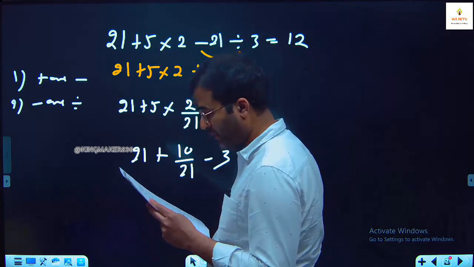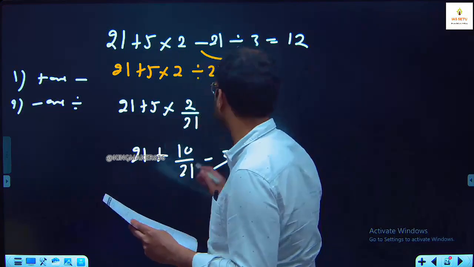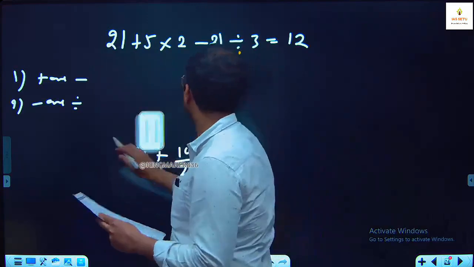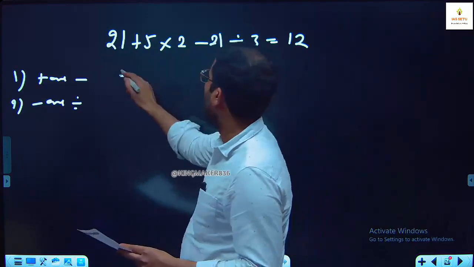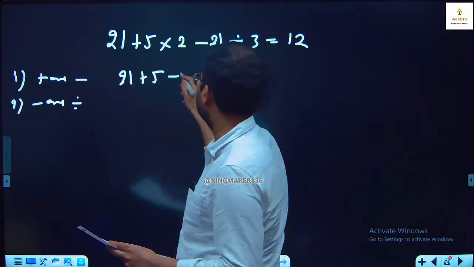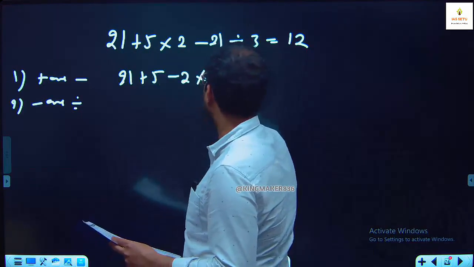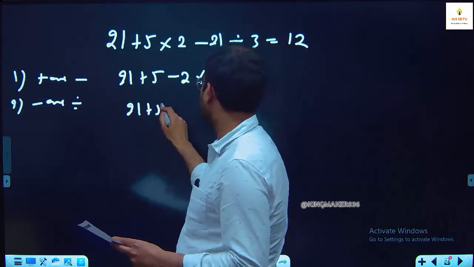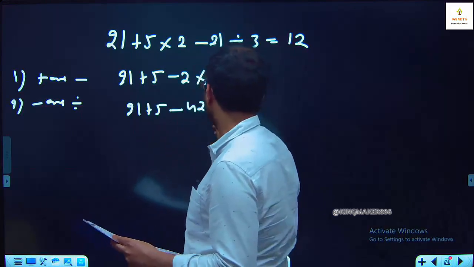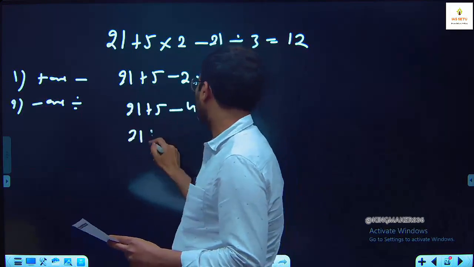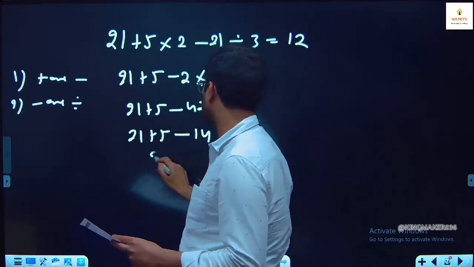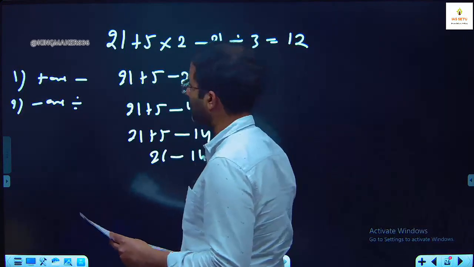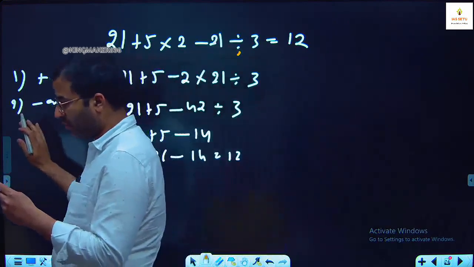माइनस एंड मल्टीप्लीकेशन बताया था किसी ने. 21 plus 5 minus 2 into 21 divided by 3. 21 plus 5 minus 42 divided by 3. 21 plus 5 minus 14. 26 minus 14. ओके तो क्वेश्चन नंबर 6 में मेक ए करेक्शन.